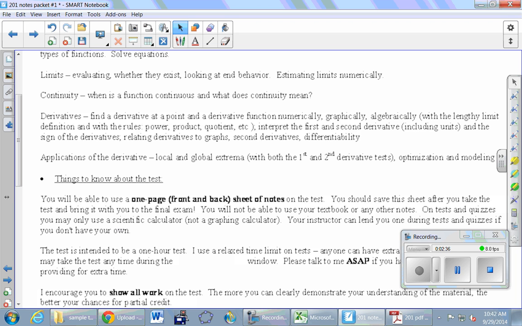Got to be able to work with the different derivatives and their signs. I need you to be able to relate derivatives to graphs. I need you to understand some stuff about second derivatives. And finally, differentiability. Remember, we had things like corners where a function was not differentiable. And then applications of the derivative. All of our applications so far have to do with optimization and modeling, which is certainly related to finding extrema with both the first and second derivative tests. That is a small snapshot of the topics that are on the test.